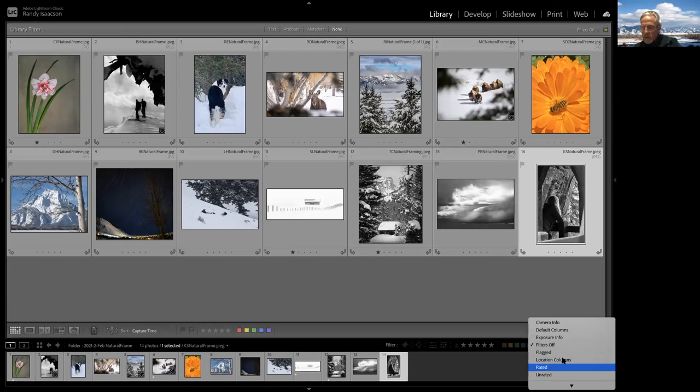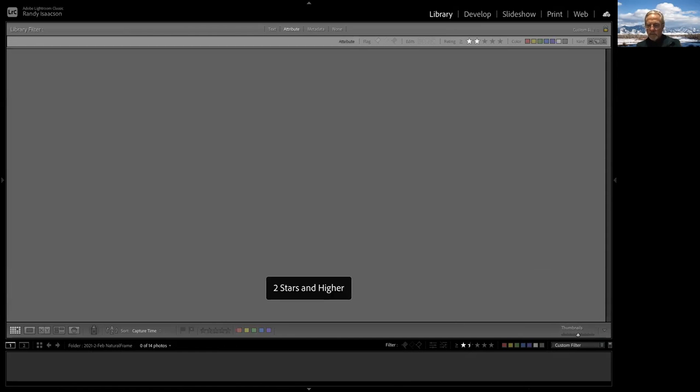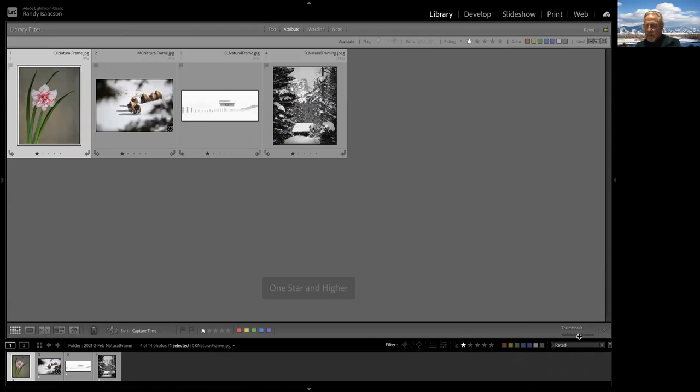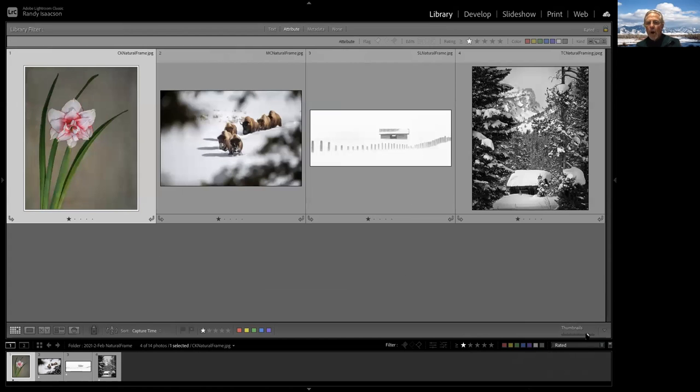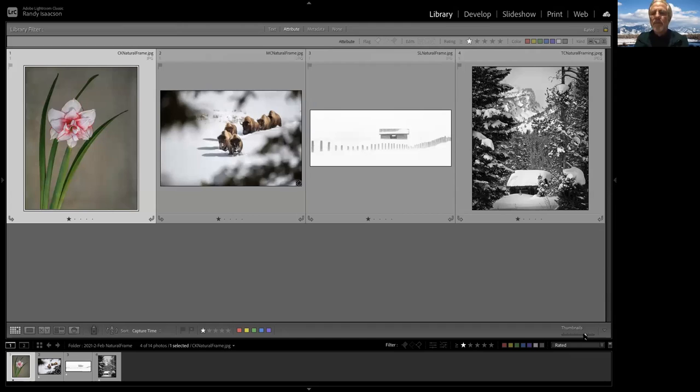So now everybody gets 1 vote. But before we go to the second round of voting, let's talk about these 4. What do you like about it in relation to natural framing? Why do you think it's a good example of natural framing?